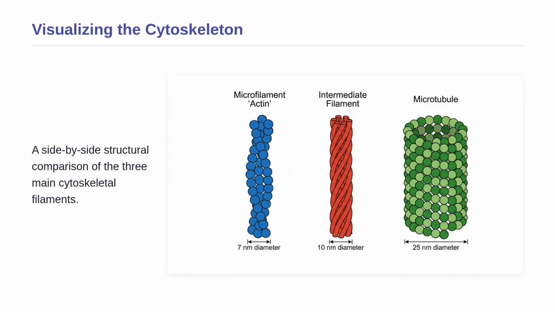You can clearly see how the fibrous proteins twist together to form a dense, rope-like cable, 10 nanometers in diameter, perfect for absorbing tension. Finally, on the right, we have the massive microtubule. At 25 nanometers wide, its hollow, cylindrical structure, built from tubulin dimers, is perfectly engineered to resist compression, just like a steel pipe.